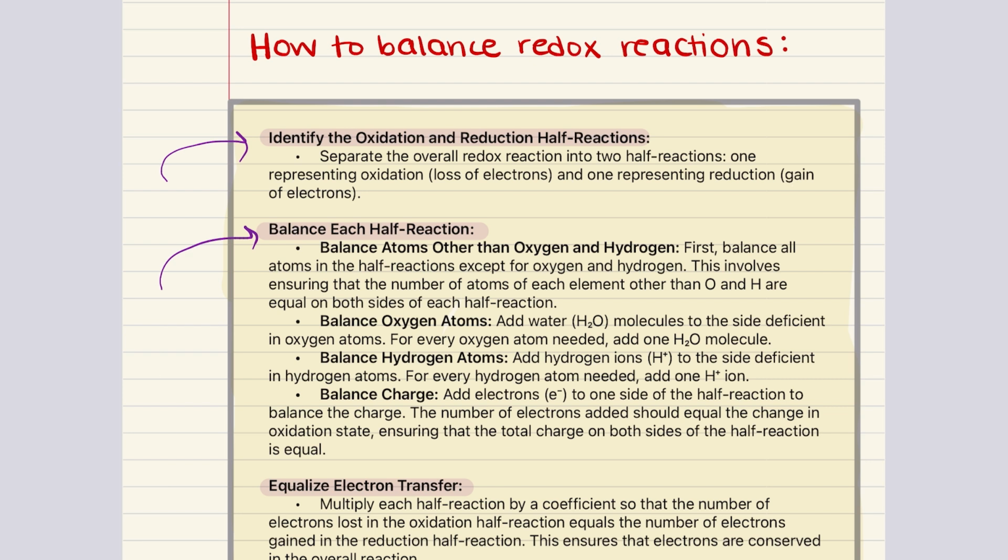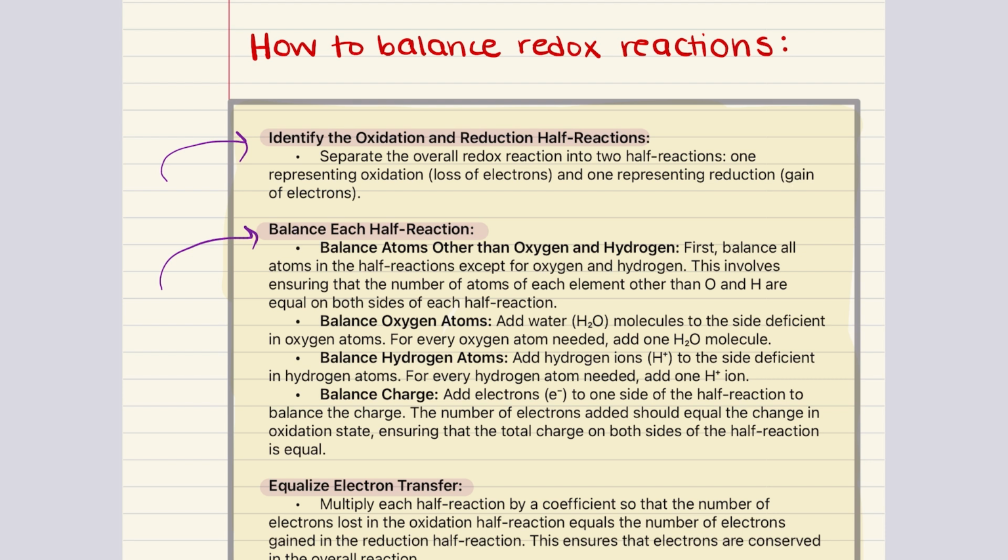You're going to balance atoms other than oxygen and hydrogen first. Then you can balance oxygen atoms and hydrogen atoms. A side note here for balancing the oxygen and hydrogen atoms: in an acidic solution, you can balance oxygen atoms by adding water to the side that is oxygen deficient, and you can balance the hydrogen atoms by adding hydrogen ions. In basic solutions, you can instead use hydroxide and water to balance.